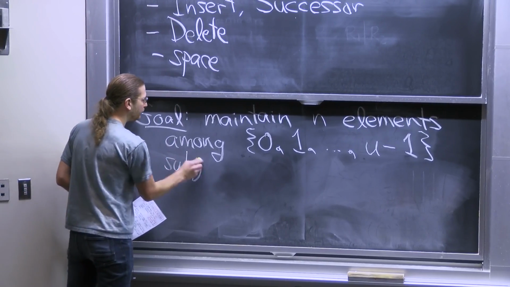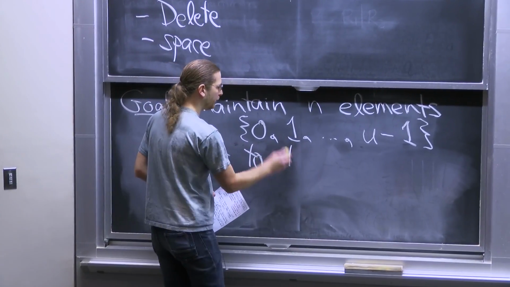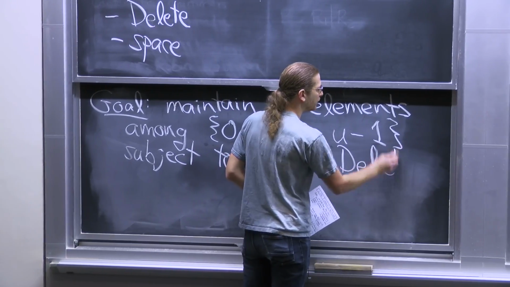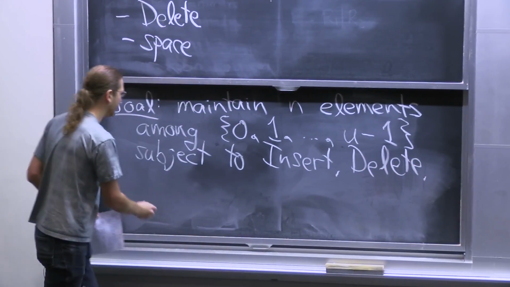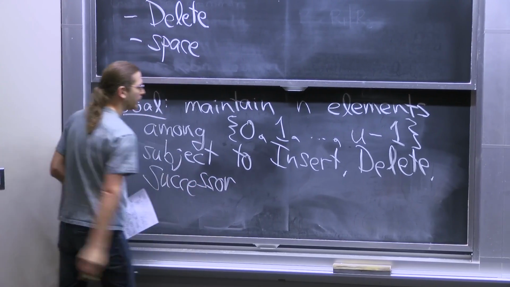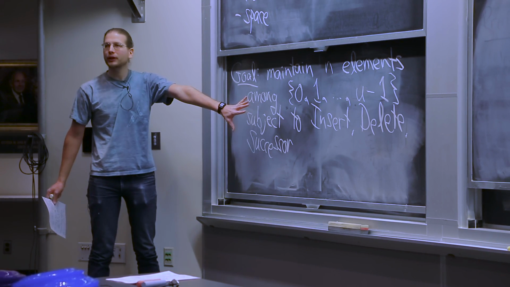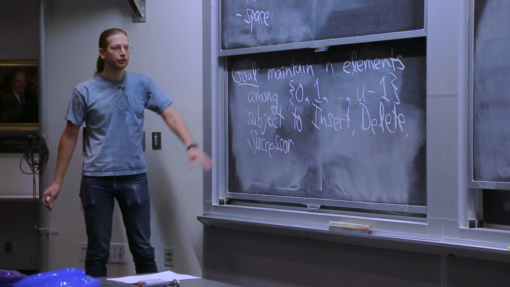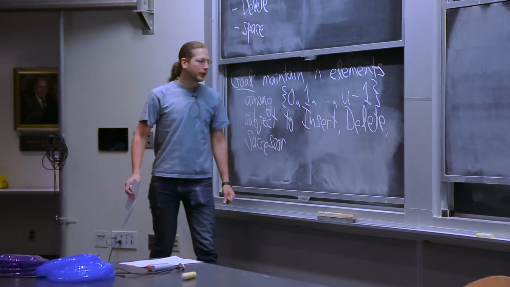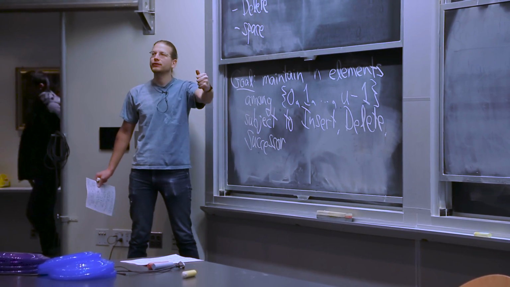And the operations we want to support, we're storing a set of n of those elements. We want to do insert, delete, and successor. So these are operations you should be familiar with. You should know how to solve these in log n time per operation with a balanced binary search tree like AVL trees. You want to add something to the set, delete something from the set, or given a value, I want to know the next largest value that is in the set.